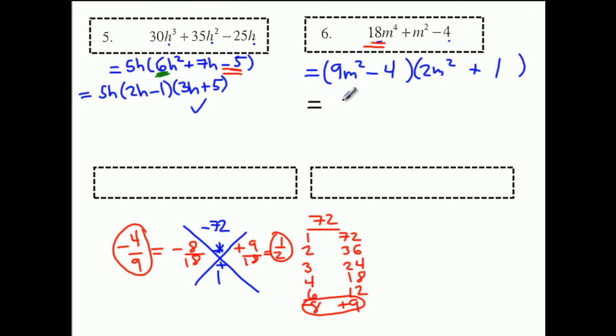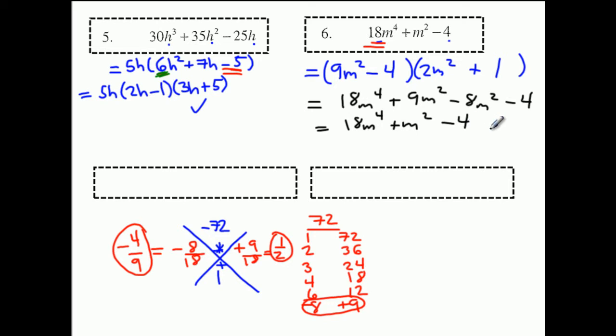So just to check, 9m squared times 2m squared gives 18m to the fourth. 9m squared times 1 is positive 9m squared. Negative 4 times 2 is negative 8m squared. Negative 4 times positive 1 is negative 4. So these will combine to give 18m to the fourth. 9 minus 8 is positive m squared, and then minus 4. So this works, and these are my factors.